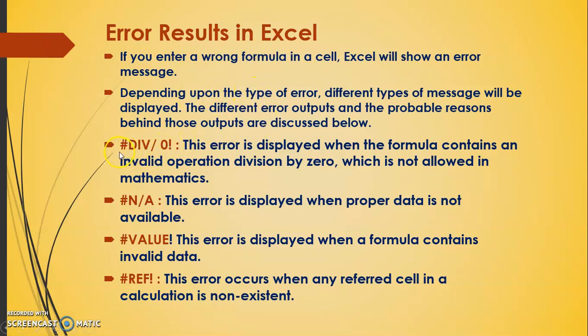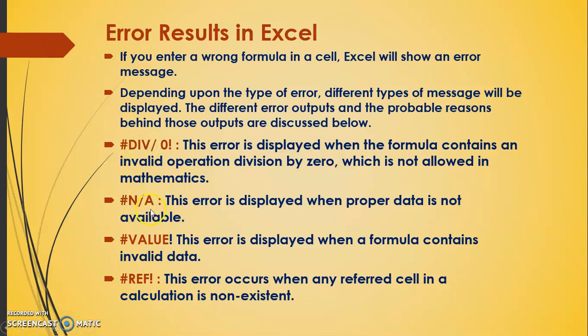And depending upon the type of error, the error message will be different. For example, first if we talk about the error results, these are majorly the error results in Excel. First one is #DIV/0. What does this error result mean? The error is displayed when the formula contains an invalid operation, division by 0. Students, this is simple mathematics that you cannot divide any number by 0. So if you give any formula in which division by 0 is performed, it will give you an error result like this.